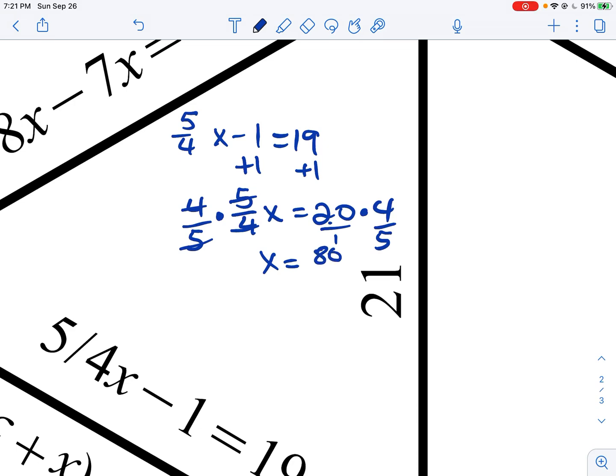20 times 4 is 80. 1 times 5 is 5. And that would come out to 16. So this right here is 16.